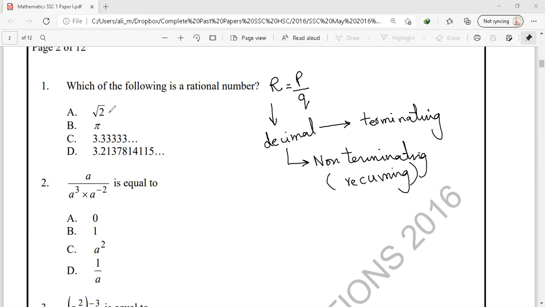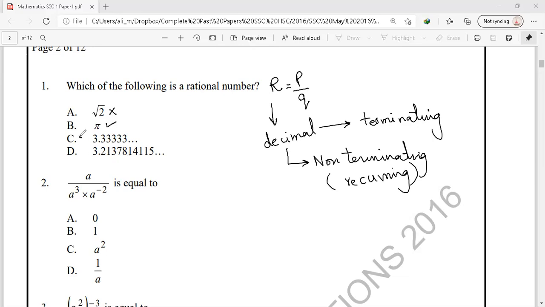So in option A, we have square root 2. The numbers in a radical are always irrational because they are non-terminating and non-recurring. The number pi itself is termed an irrational number because it is non-terminating as well as non-recurring.